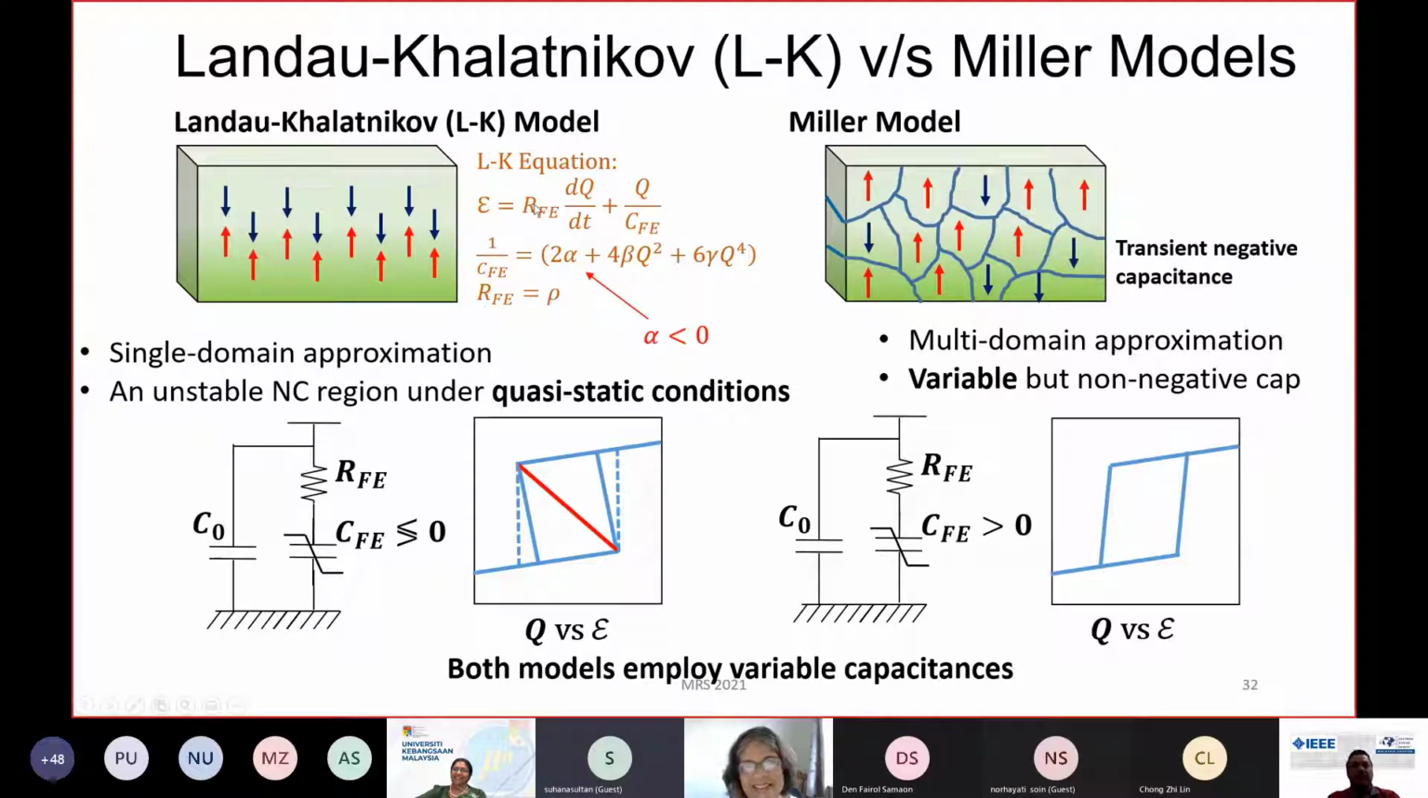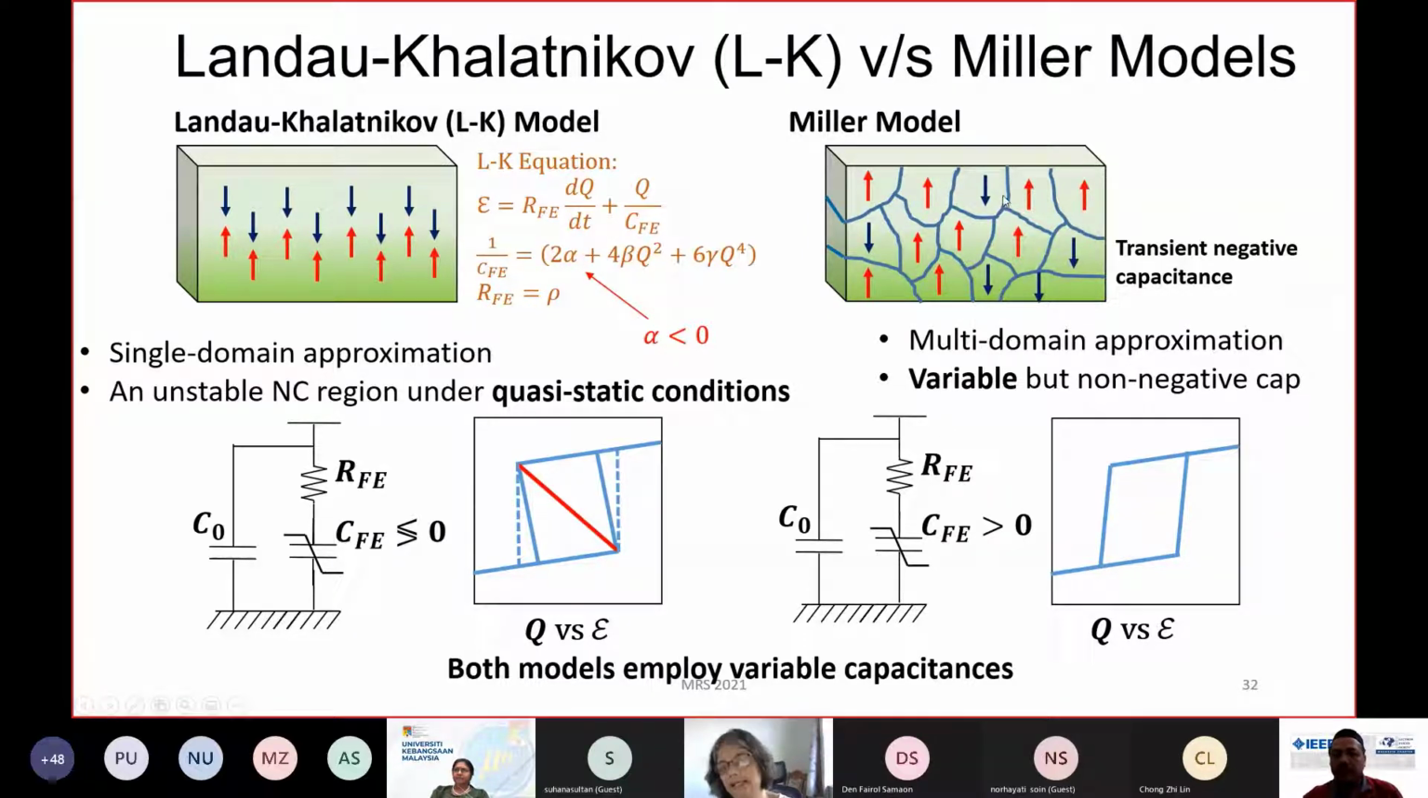So this resistor is dependent upon the resistivity of the material, and this alpha less than 0 defines this S-shaped curve. That means it is a negative capacitance, which is in this LK model. Now, this type of circuit, if it is stabilized in this region under quasi-static conditions, will give you steep switching in both the forward and the reverse sweeps.